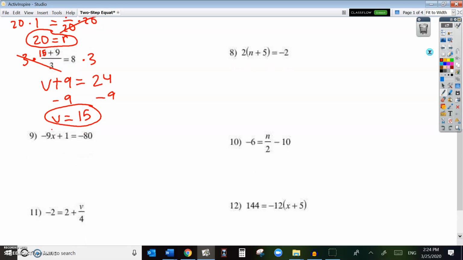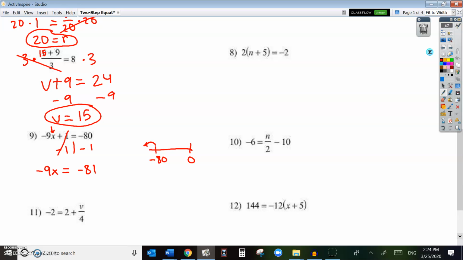Problem number 9. The variable x is on the left side of the equation. It's got multiplication with negative 9 times x, and it has addition. So let's get rid of the addition first by subtracting 1 from both sides. These cancel. Negative 80 minus 1. Remember, you're starting negative and you're going more negative. So if you had a number line and here's 0 and here's negative 80, minus 1 means you're going this way, so you're going more negative. So that's going to be negative 81 equals negative 9x.